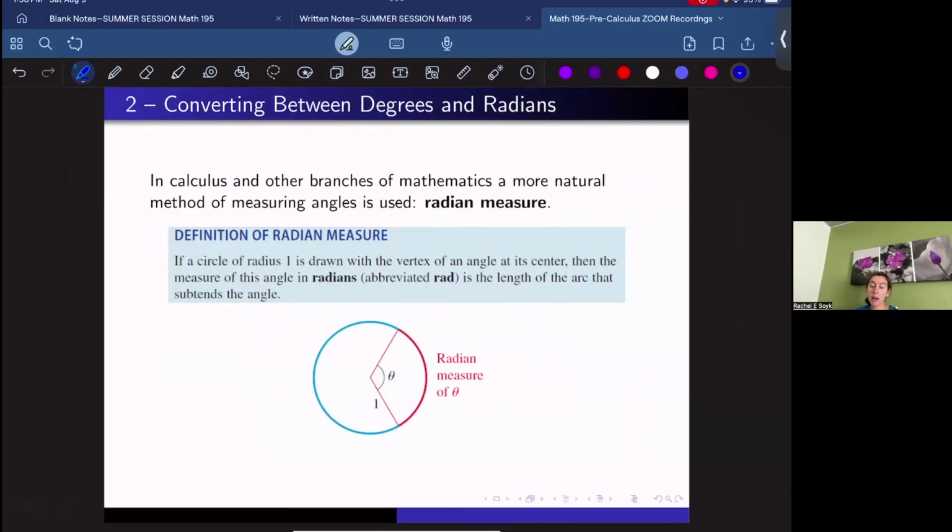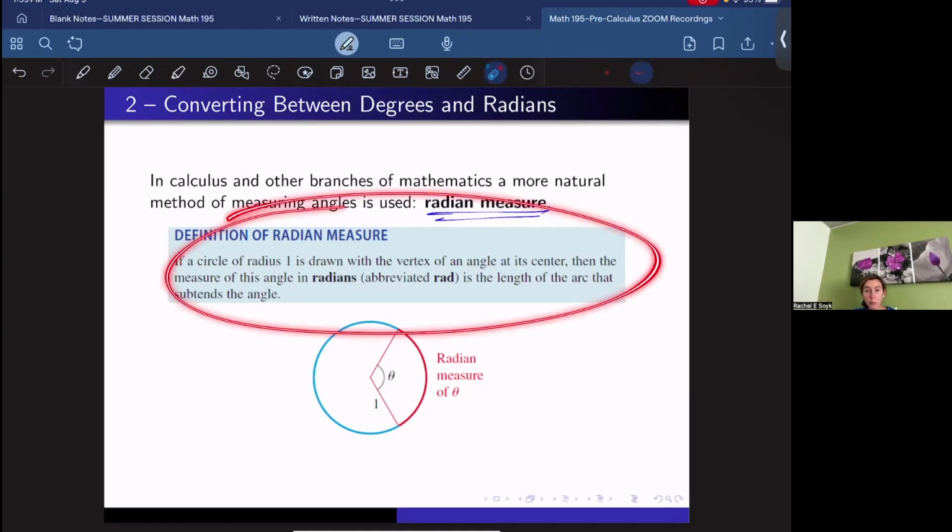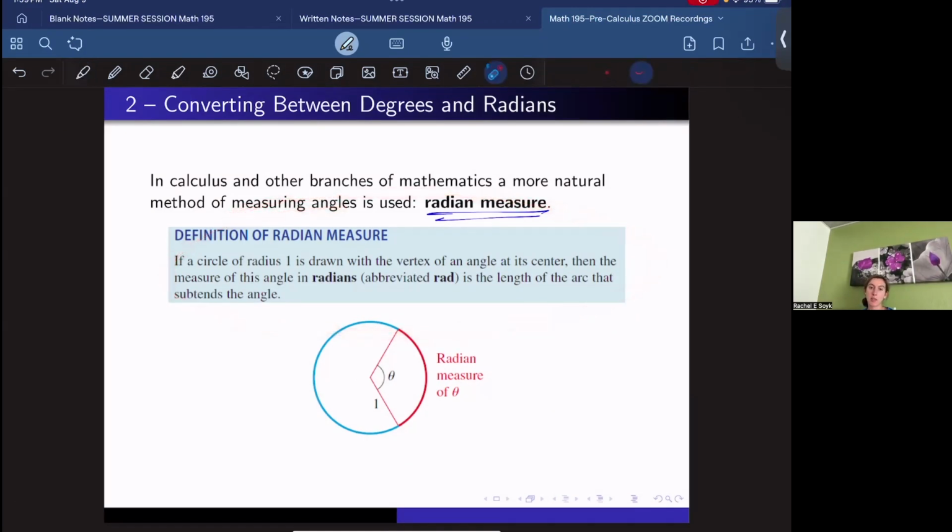We're now on to our second objective, which is dealing with converting between degrees and radians. In a lot of the higher level mathematics, we like to use radian measures, so it's important to know the conversion. Degrees is more elementary, and so let's formally define a radian measure, and then I can get into some ways to help remember the conversion rate between the two.